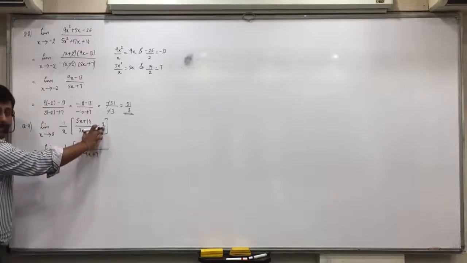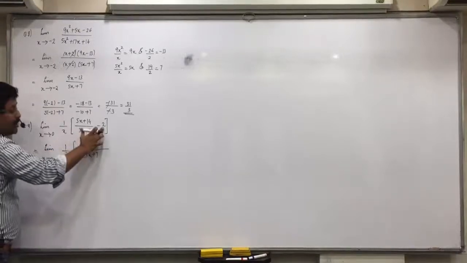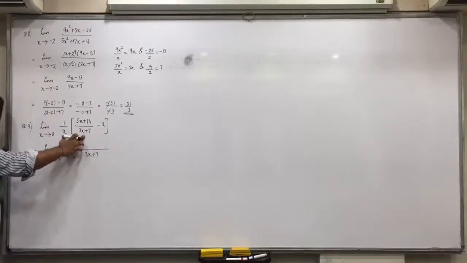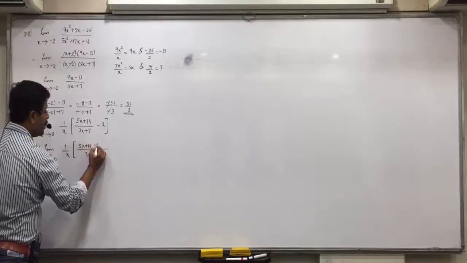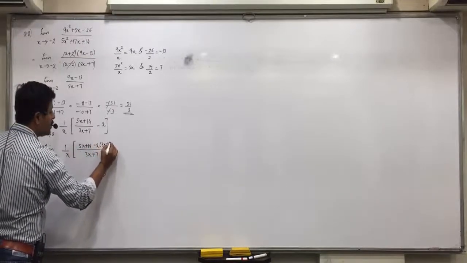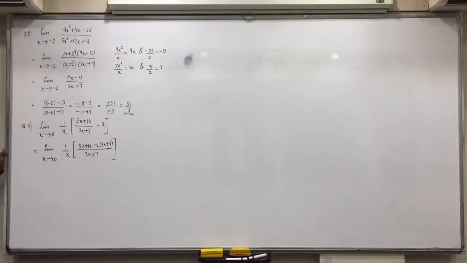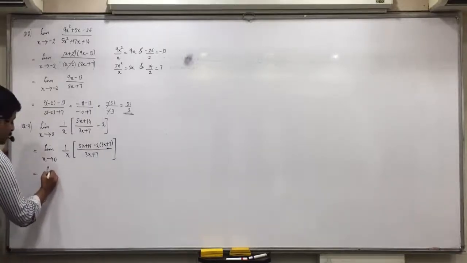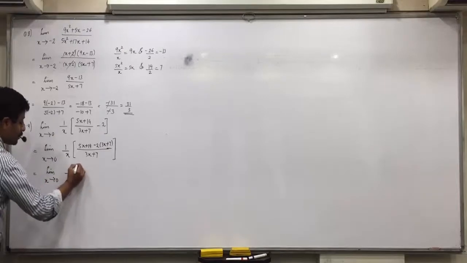This 2 will get multiplied with 3x plus 7. Any confusions? So 5x plus 14 minus 2 in bracket 3x plus 7. Are you all clear with it? LCM is done. Is equal to limit x tends to 0, 1 upon x.